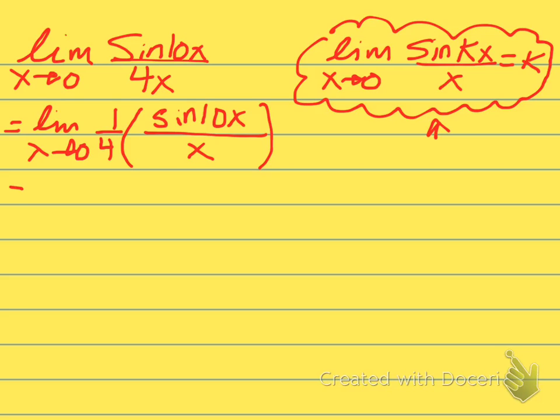So I evaluate my limit. I have 1 over 4 times 10, or 10 over 4, which reduces down to 5 over 2.